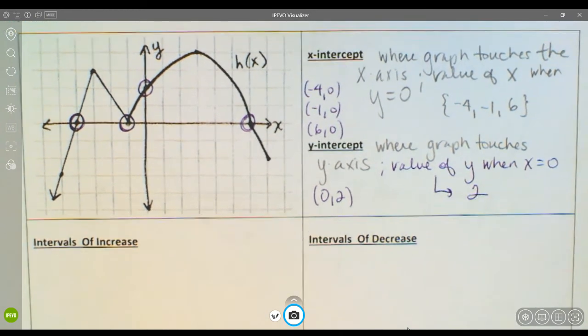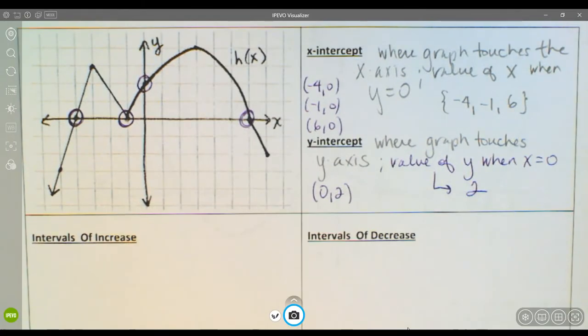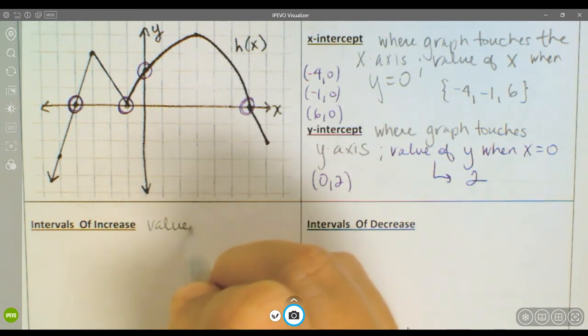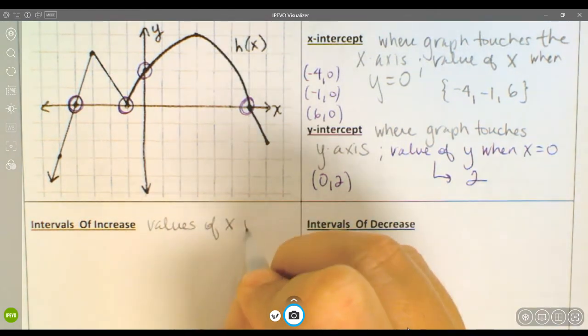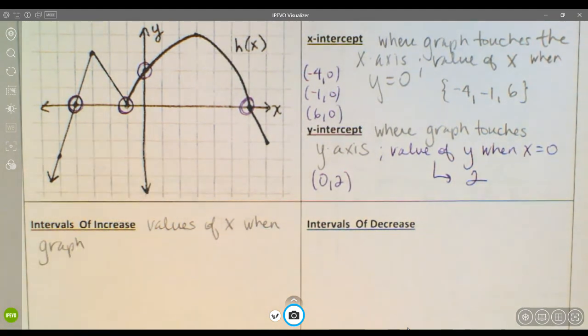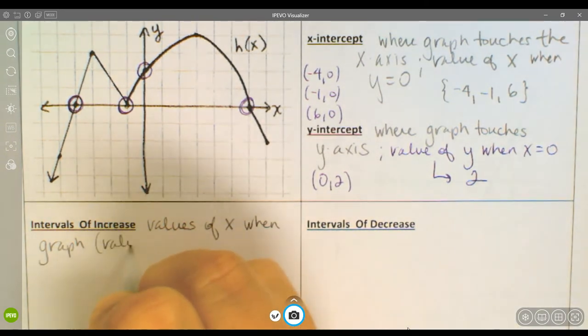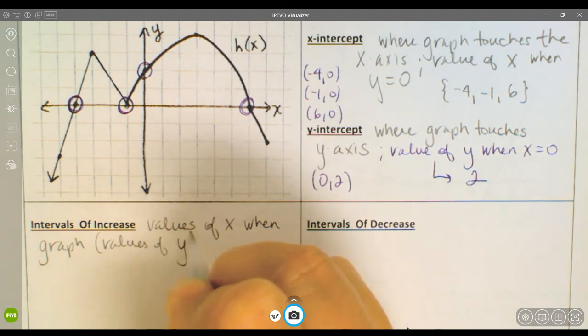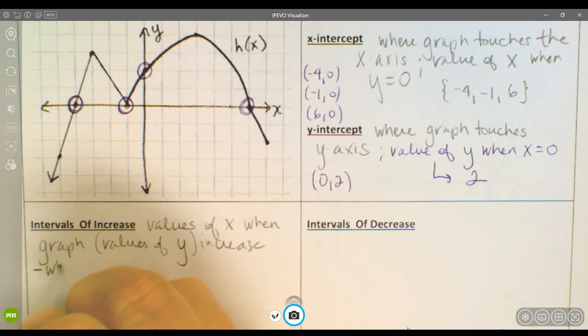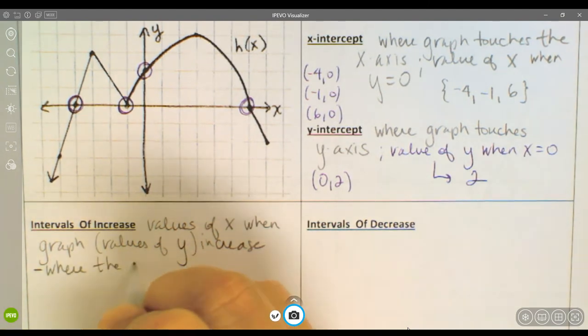Now we want to talk about intervals of increase and decrease. The intervals of increase, these are the values of x when the graph, or the values of y, increase. It's also where the graph has a positive slope.